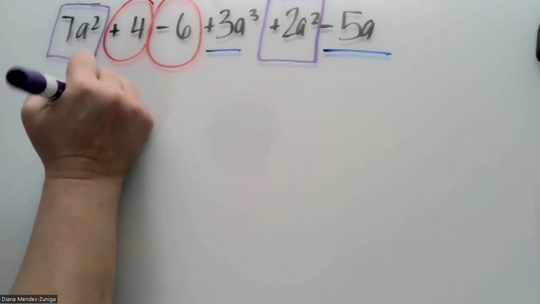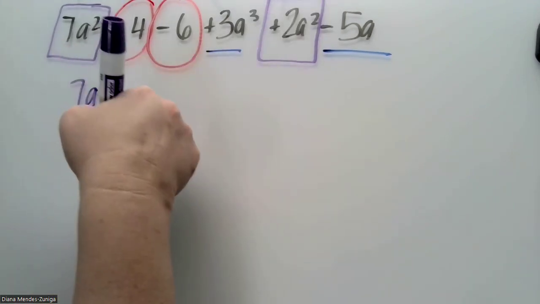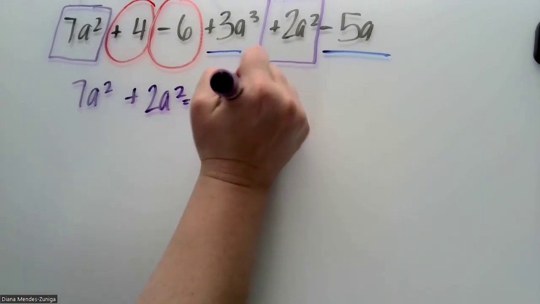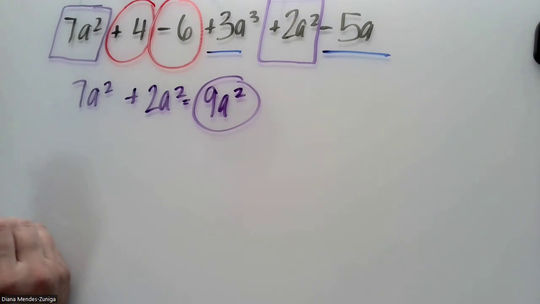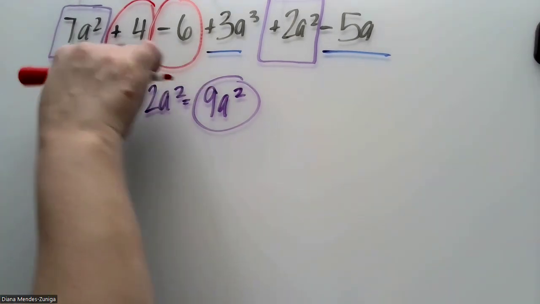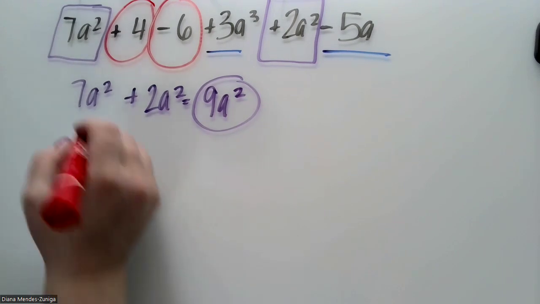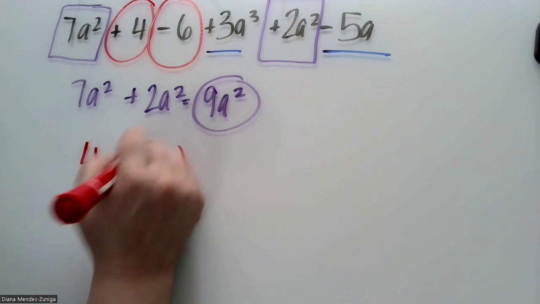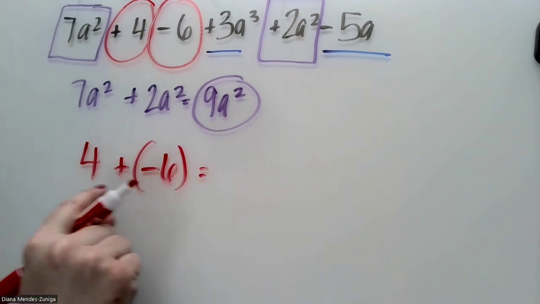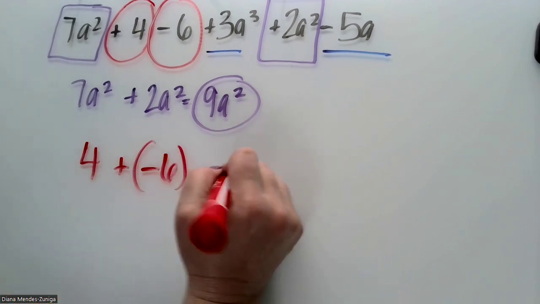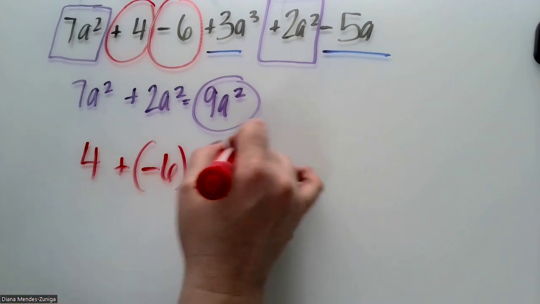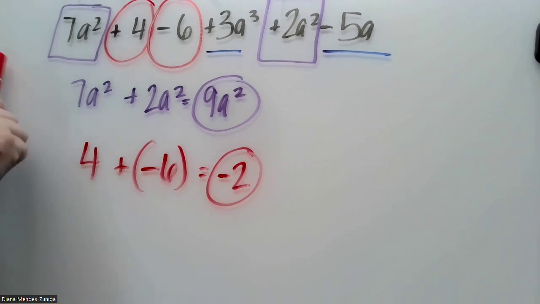We're going to have 7a to the second. We always add, okay? 2a to the second. This is going to give us 9a to the second. That's the first part of our answer. Let's look at the next thing that we have to combine, and that's going to be a 4 and a -6. We always add our -6. And this will give us 4 plus -6, and that will give us a -2. That's another part of our answer.